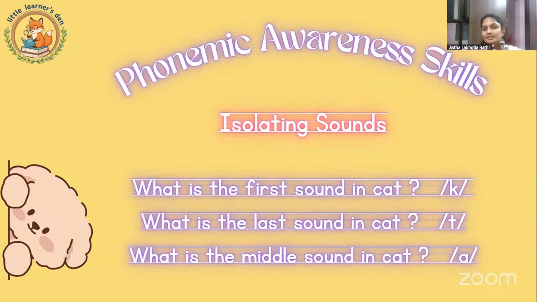Preferably, it is the starting skill, so we can take a small word, like a one-syllable word. For example, chat. The initial sound is ch, the medial vowel or middle sound is eh, and the final sound is t. When we are practicing this with the children, our question will be, what is the last sound you hear in the word chat? On the screen, you can see we have split it like that.